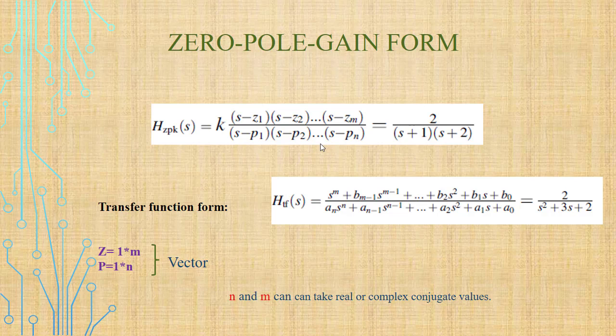If we consider that our transfer function has m zeros and n poles, in this case z and p are vectors. Z is equal to 1 by m and p is equal to 1 by n. Also, z and p can take real and complex conjugate values.